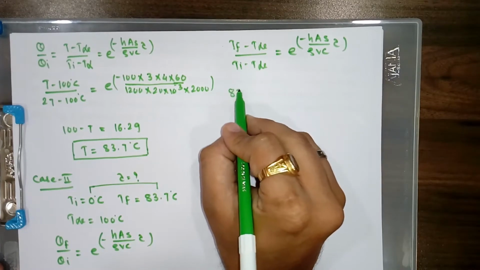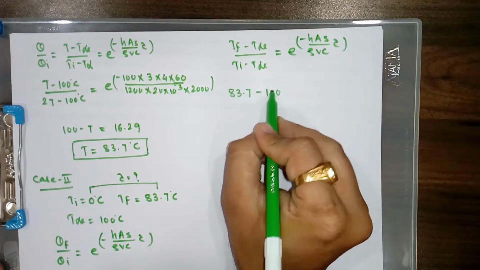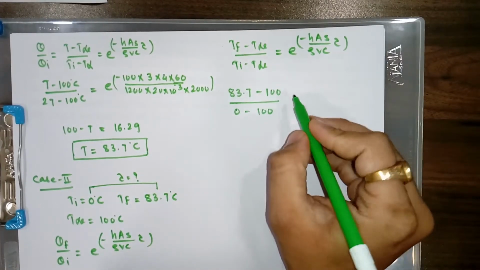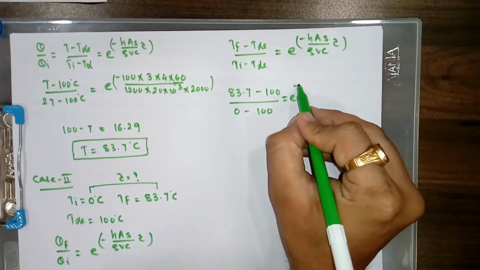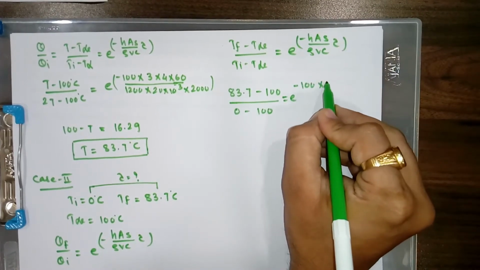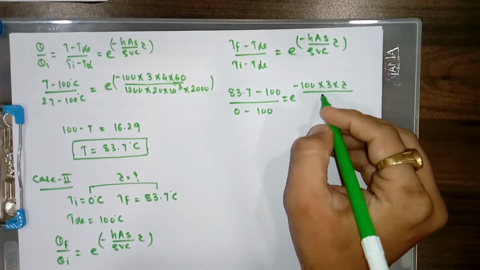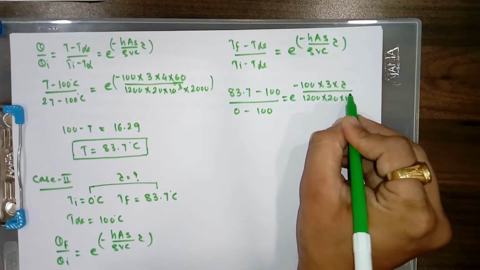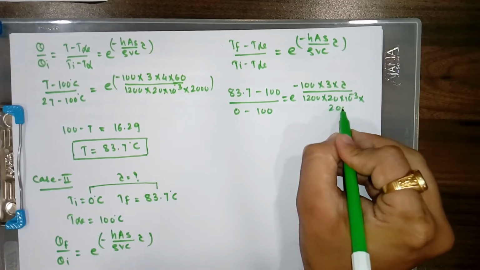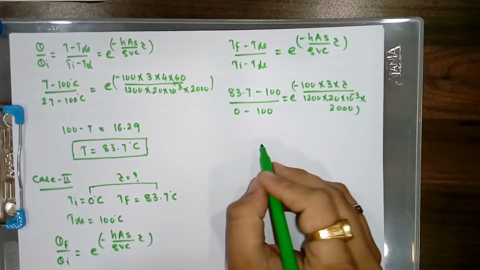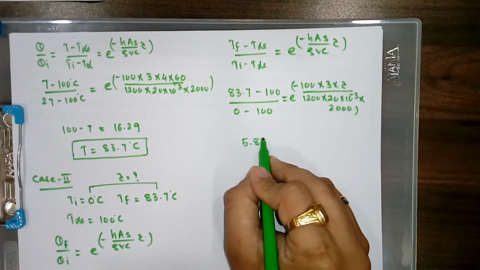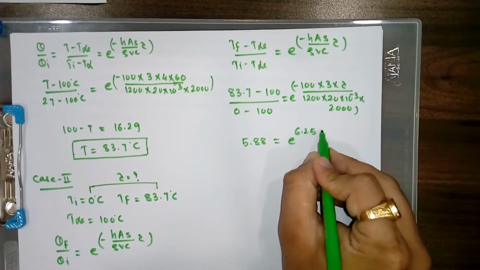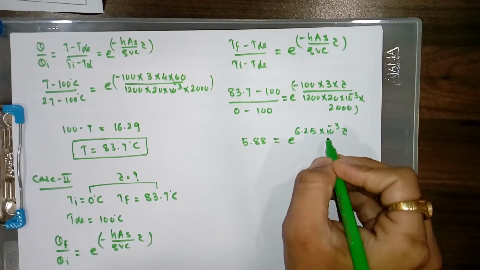So final temperature, that is 83.7, then bulk fluid temperature is 100, initial temperature for this case is 0 minus 100 equals exponential minus 100 into 3 into tau, which is unknown, divided by 1200 into 20 into 10 to the power minus 3 into specific heat, that is 2000. So we get 5.88 on the left hand side. On the right hand side we get exponential minus 6.25 into 10 to the power minus 3 tau.